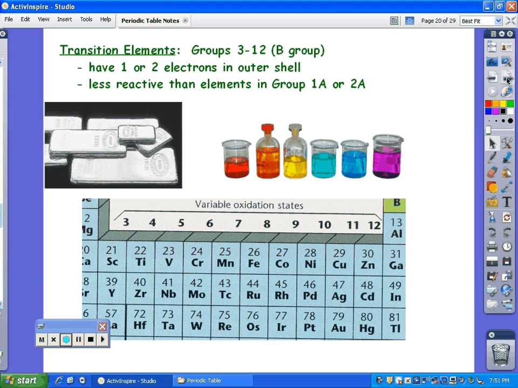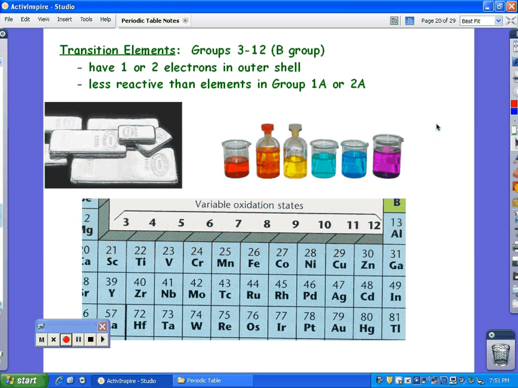You have the transition elements. These are in groups 3 through 12. Kind of weirdos of the periodic table, because they have the ability to have one or two electrons in their outer shell. That's why they're called the transition elements, because they have the ability to change. The prefix trans means to change, as in a transmission, which changes gears in your car. So they tend to be way less reactive than groups 1 or 2, but they still do react with things. Iron in particular reacts with oxygen to form rust.